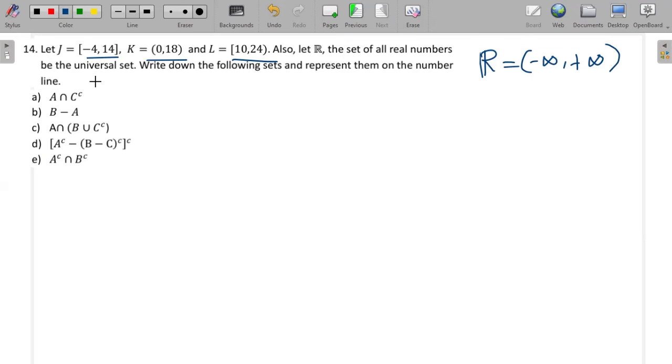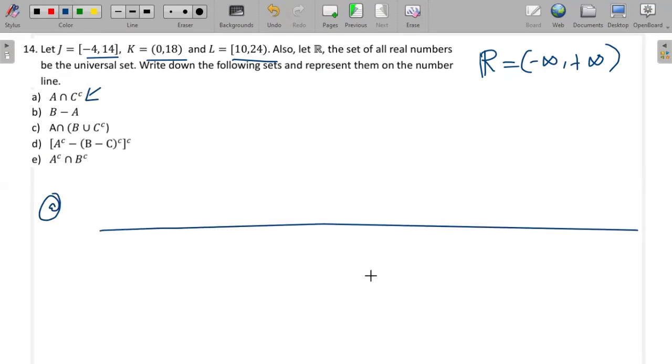Write down the following sets and represent them on the number line. So we are going to do the opposite. We're going to represent them on the number line and then write them down, because there's no way we can write them down without the number line. We start with the first one: A complement intersection A intersection C complement. It's like we are solving the same questions now. So that is my universal set.